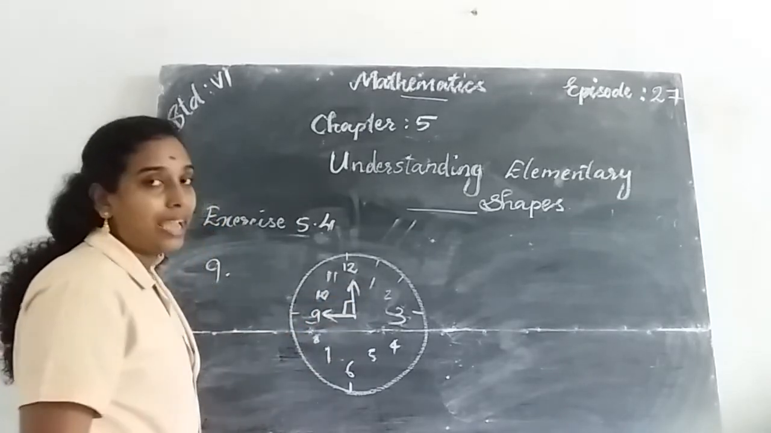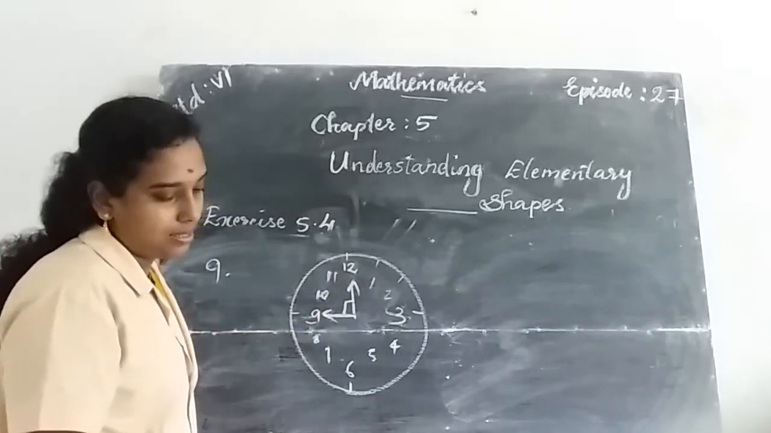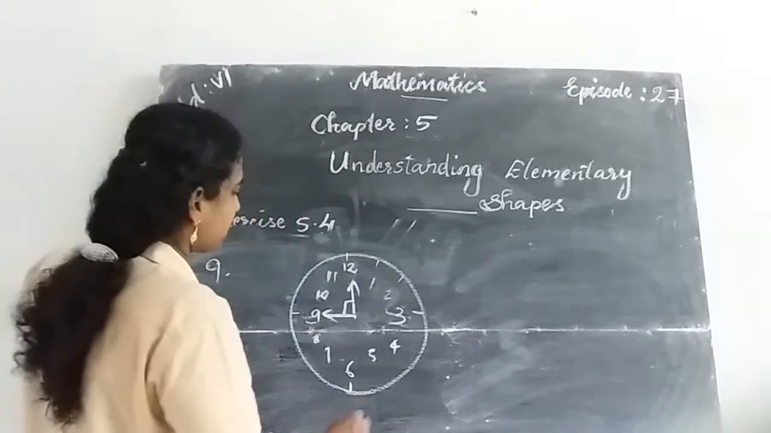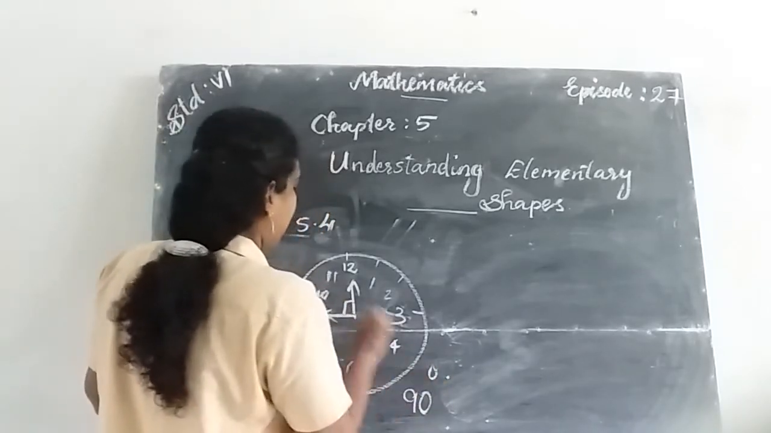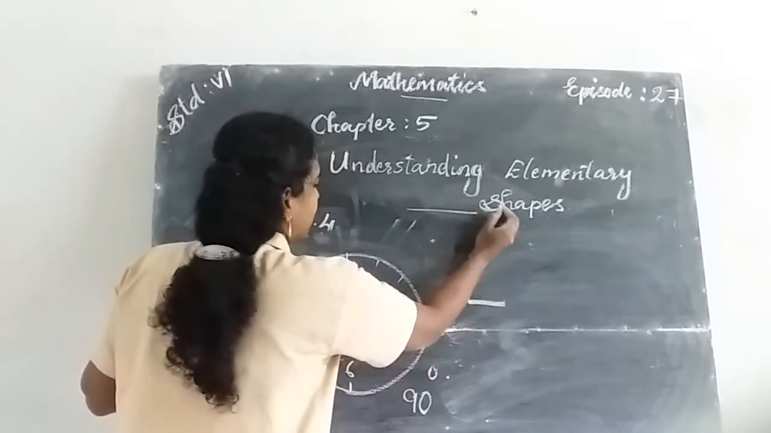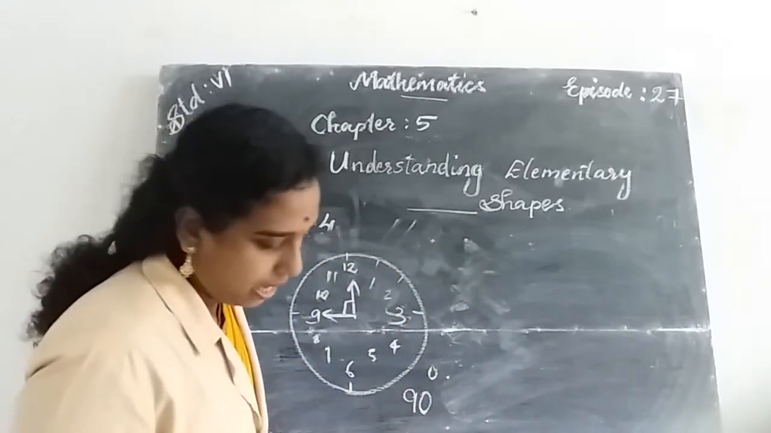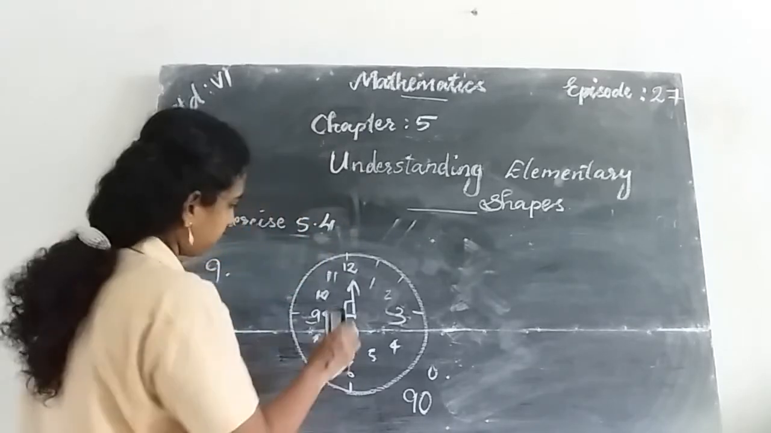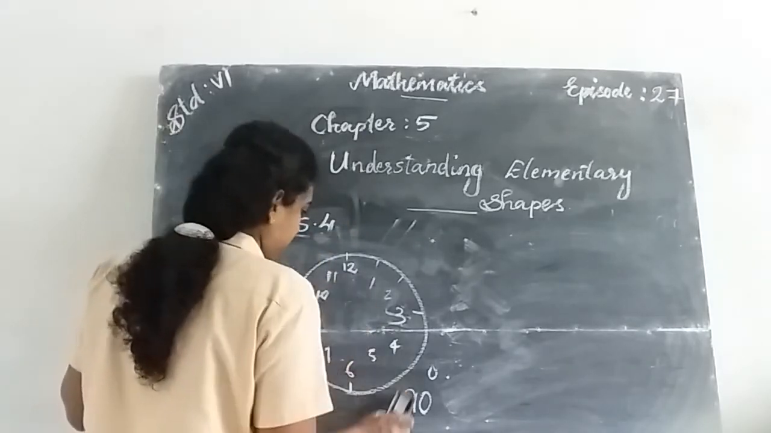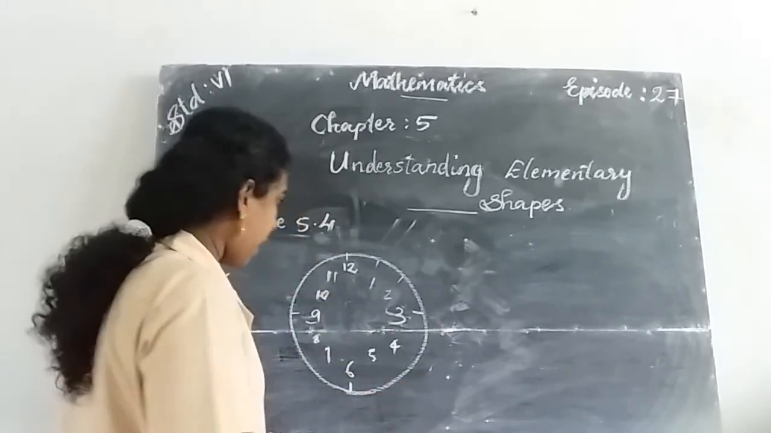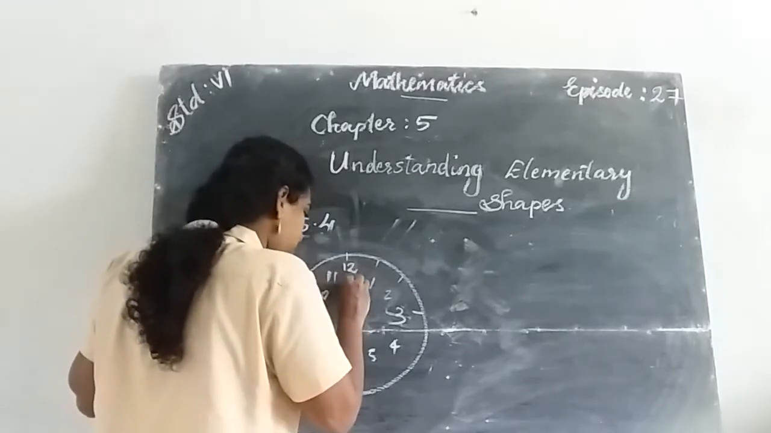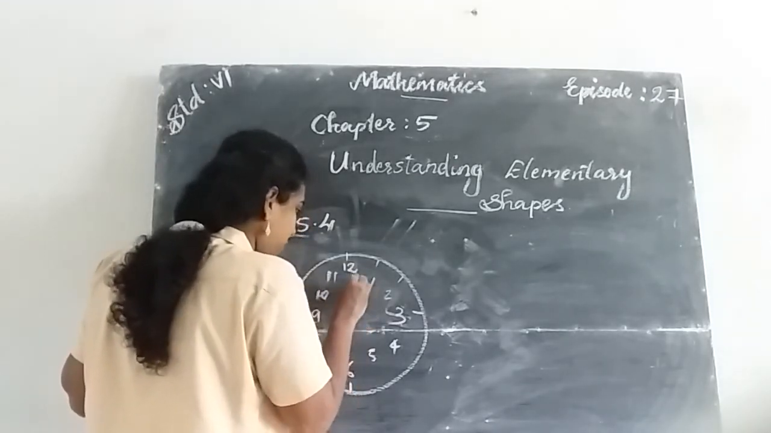The angle measures 90 degrees and it's a right angle. Like this figure, and it measures 90 degrees. So this is 90 degrees. And in the second figure, the hands of the clock are on 12 and 1.